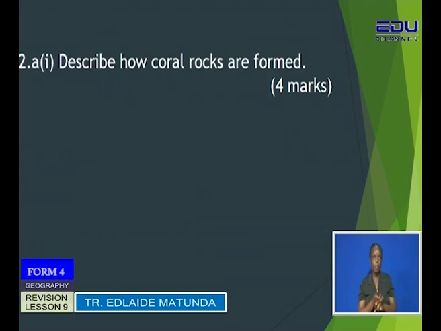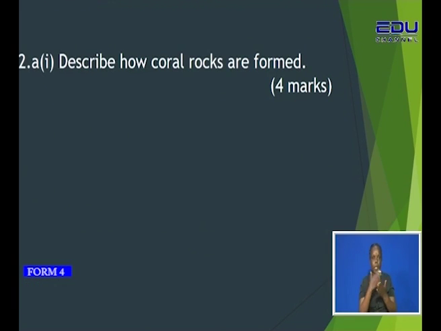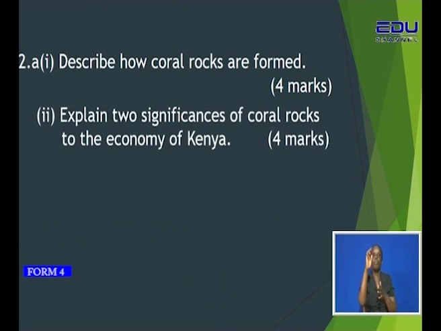We also have question 2A part 1: describe how the coral rocks are formed, and that is 4 marks. Then lastly, we are going to handle the following question, that is: explain 2 significances of coral rocks to the economy of Kenya. So those are the questions that we are going to look at today, hoping that by the end of this lesson, you'll be able to know how to interpret the question and how to answer the question.